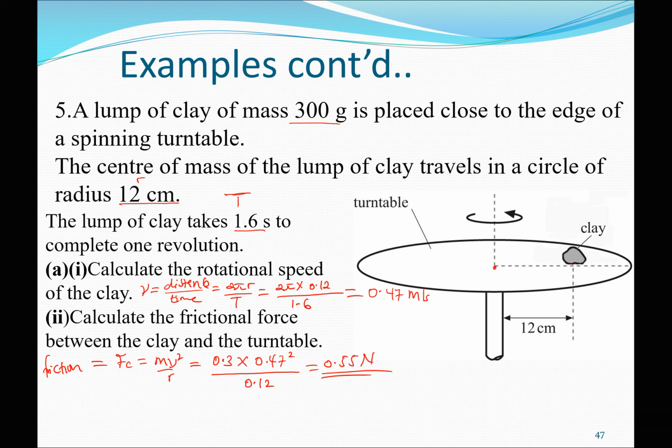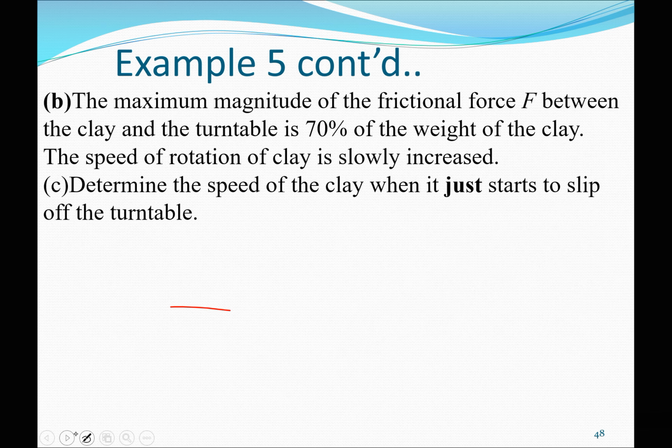Okay, I think it is still continuing. The maximum magnitude of the frictional force F between the clay and the turntable is 70% of the weight of the clay. What does that mean? So we can say friction is 70% of mg.